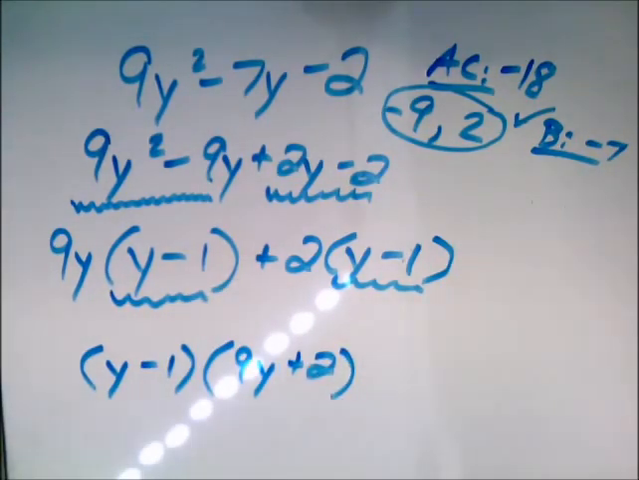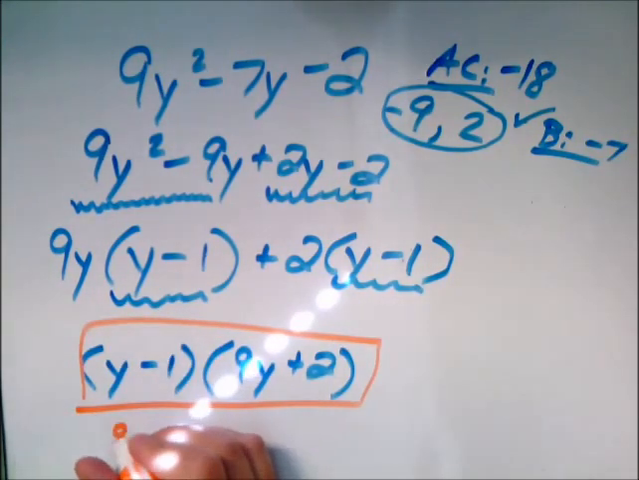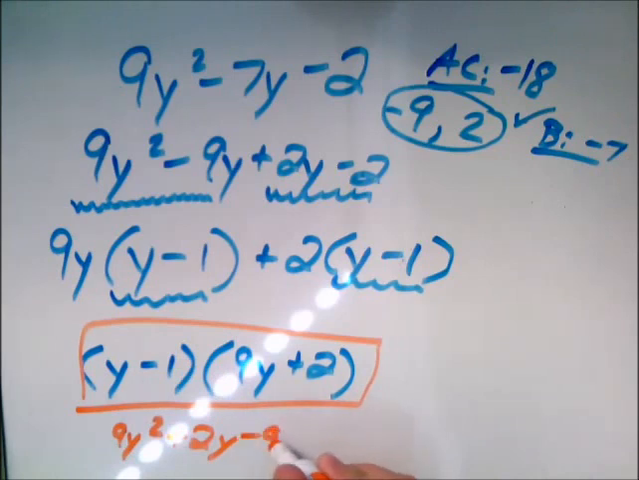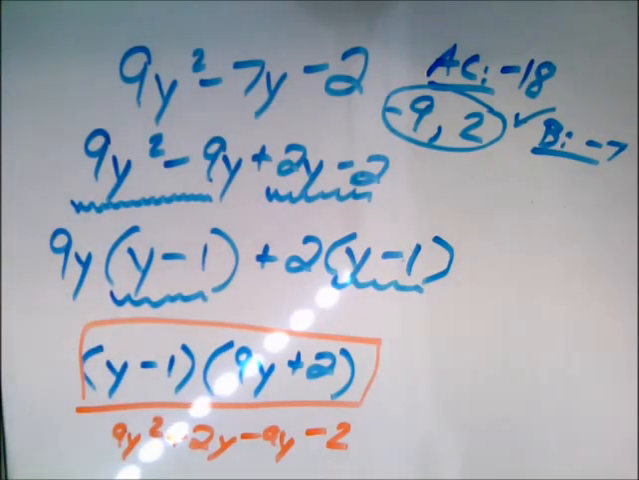And then always a good idea to check these. So if I go back and FOIL this, my first term is 9y times y, right? So this is our answer, but we're going to check. 9y times y is 9y squared. My outside term is 2y, right? Y times 2. My inside term is negative 9y, negative 1 times 9y, and my last term is negative 2. Does that look familiar from up here? So it is the same problem, but we check and make sure we had it factored correctly.